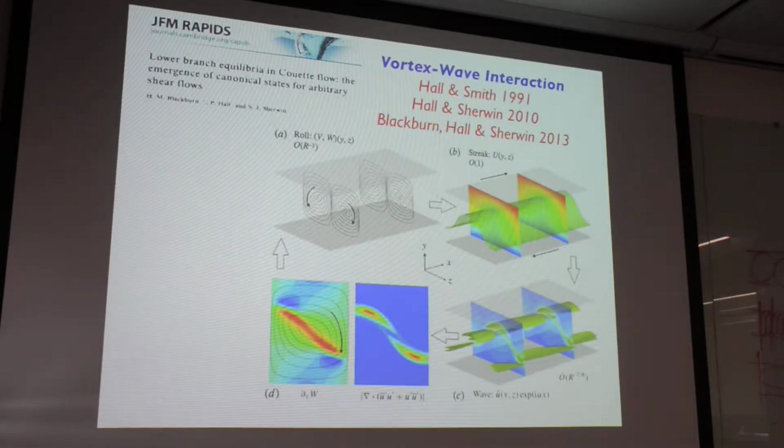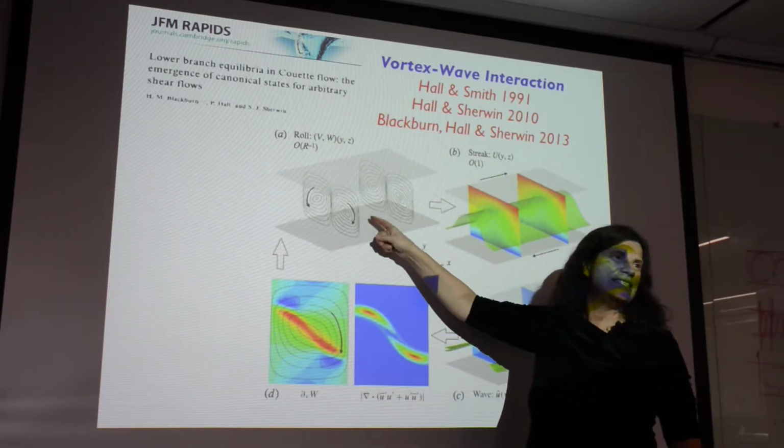You all know this picture. You remember the vortex wave interaction, right? We heard about that just 2 hours ago, so I can skip that. Okay, the point is that in plane Couette flow, although we show these pictures here, this is not a steady state of plane Couette flow.